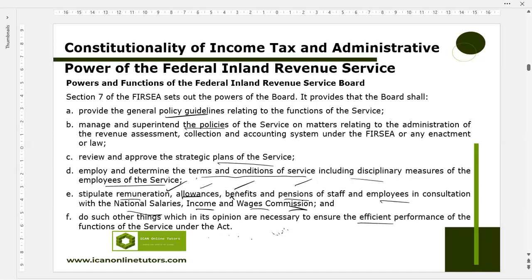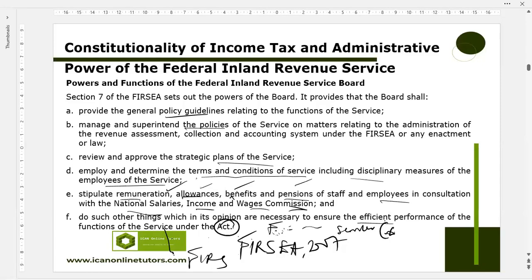Okay, so the board also has power to do such other things which in their opinion are necessary to ensure the efficient performance of the functions of the service. The service here is referring to the FIRS, okay? So under the Act, which Act are we referring to? We are referring to the Federal Inland Revenue Service Establishment Act of 2007. If you want to write this, you write Federal Inland Revenue Service, then you open bracket, Establishment, you close your bracket, Act 2007.